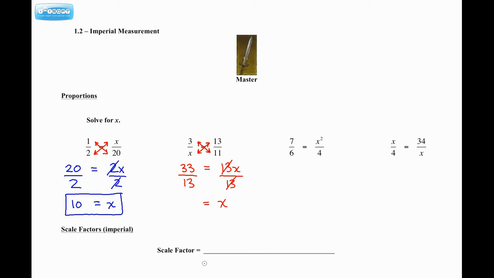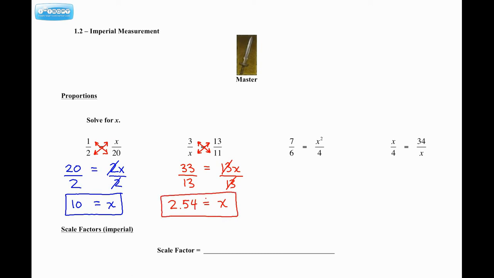And 33 divided by 13, you can leave that as a fraction. But, I got a calculator. Let's see what it is as a decimal. It's approximately 2.54. There we go.